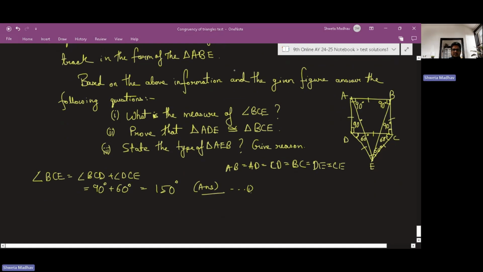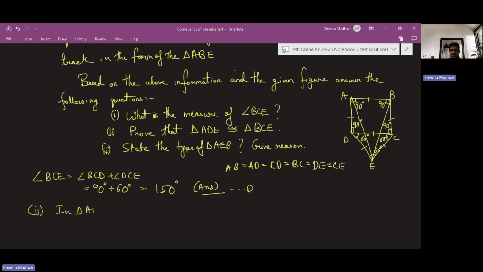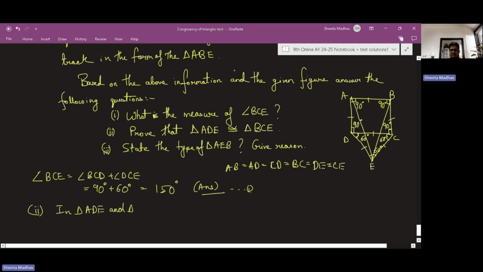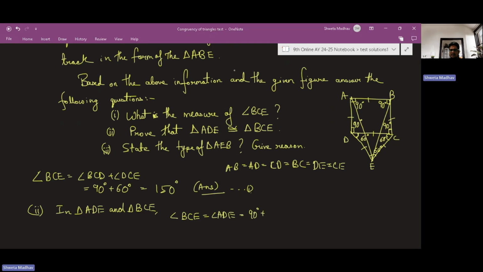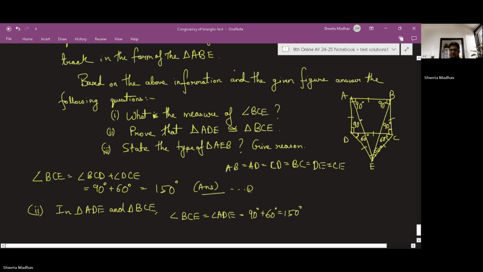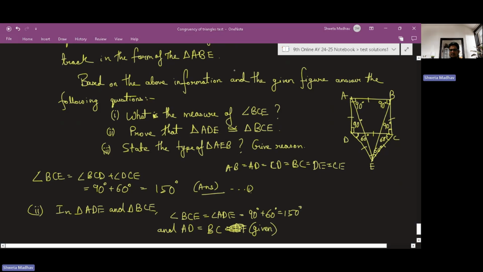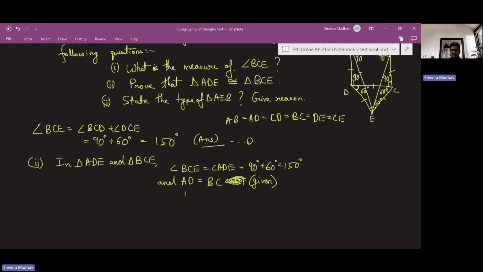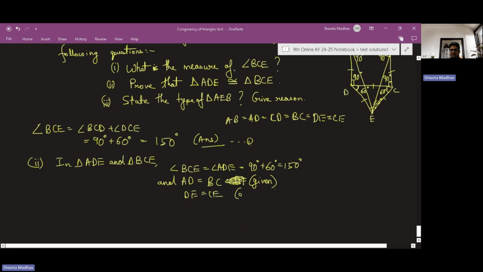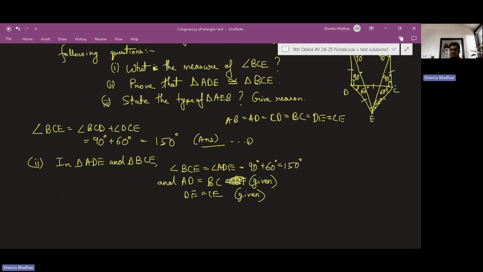So similarly in the second part, prove that triangle ADE and triangle BCE. We can see that angle BCE is equal to angle ADE, since both are equal to 90 degrees plus 60 degrees, that is 150 degrees. And also AD is equal to BC, which is also equal to DE. This is given since ABCD is a square. Also we can say that DE is equal to CE since CDE is an equilateral triangle.